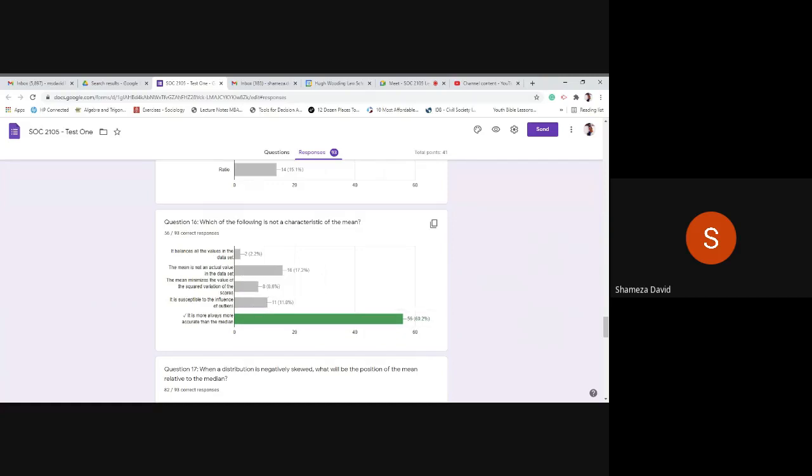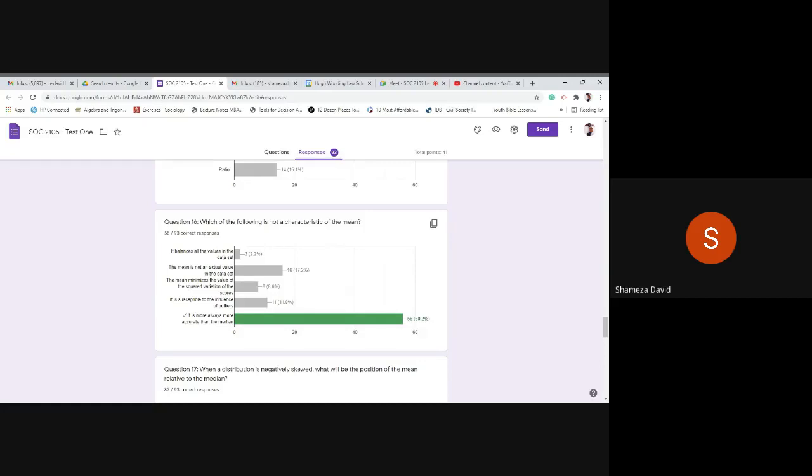Now, I cannot believe that 11 persons selected this option, in which of the following is not a characteristic of the mean. This option says that it is susceptible to the influence of outliers. Now, this is the primary characteristic of the mean, and that is why we often say that if your data set contains outliers, then you do not rely solely on the mean. You also take the median, because the median is an unbiased measure, and so it is not susceptible to outliers.